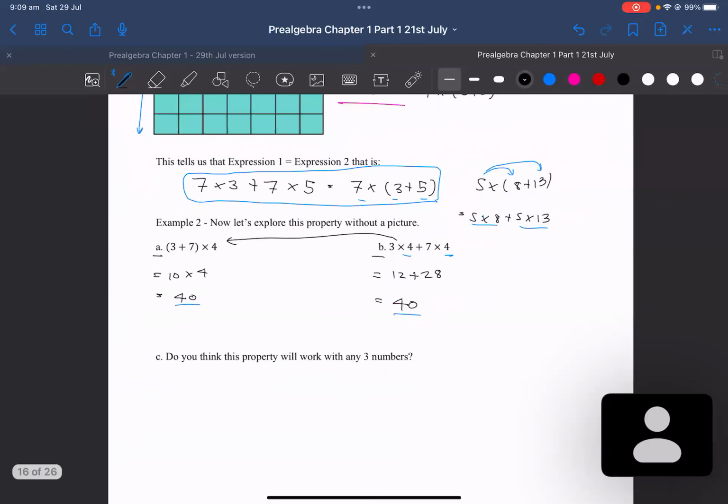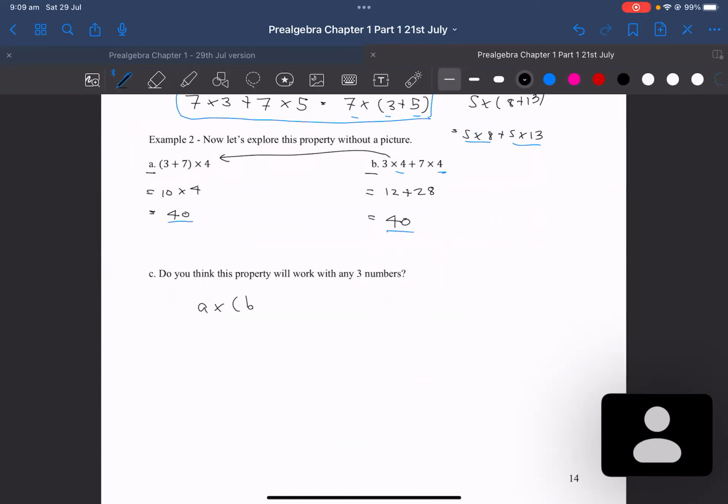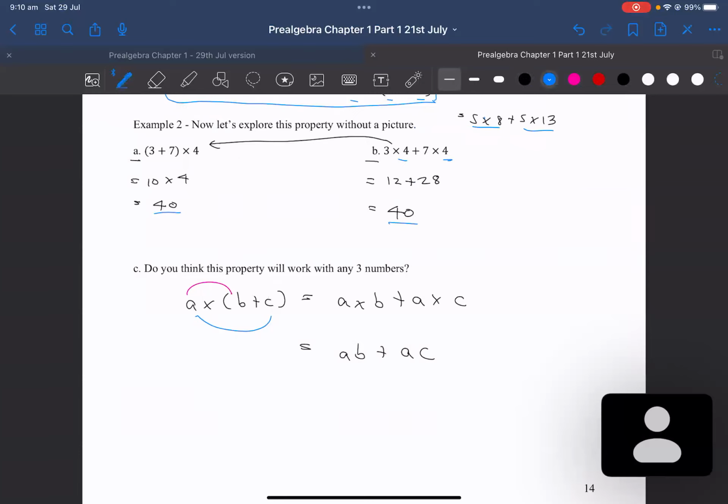But the idea is that this property will work with any 3 numbers. That means if I have A times B plus C, same as, what do you think this other side should equal? I can do this one first, so A times B, and I can do this one second, plus A times C. Also, with letters, you're allowed to do this. When you multiply, you can ignore the multiplication sign. So you can write AB plus AC. You're allowed to do that, by the way. We'll see that more and more. Just getting used to this. So in letters, sometimes when it just says AB, it doesn't mean A is the tens position, B is the units position. You're just saying A times B.